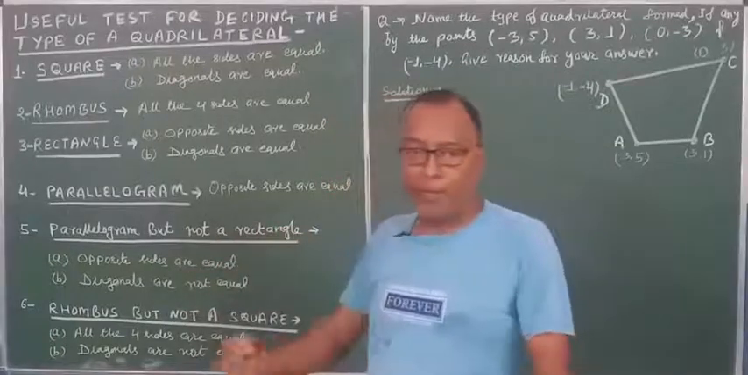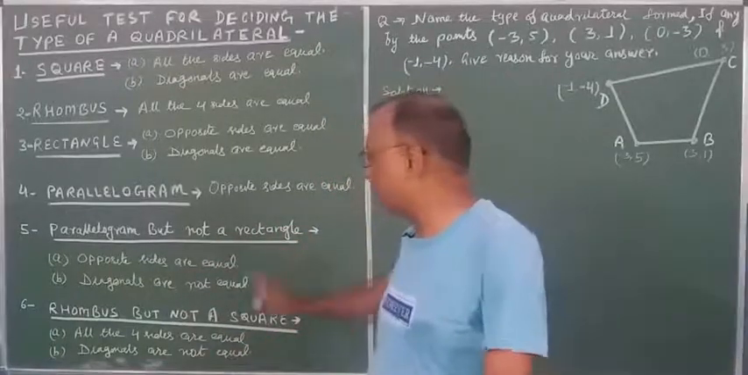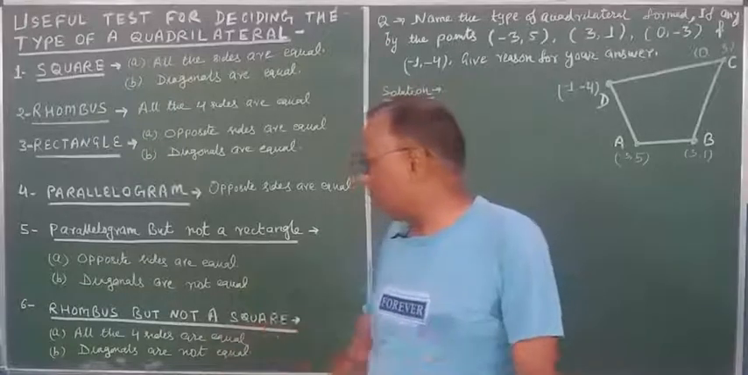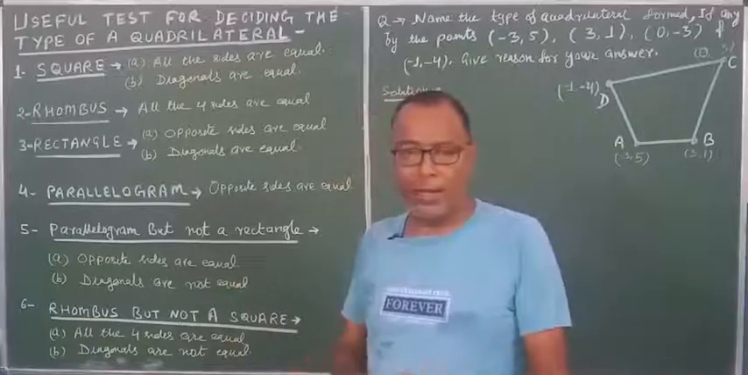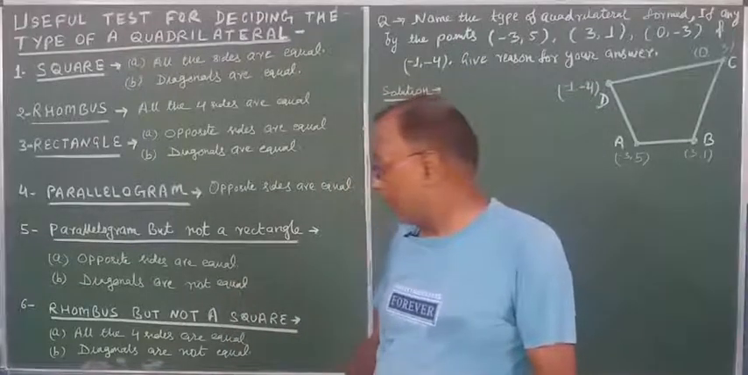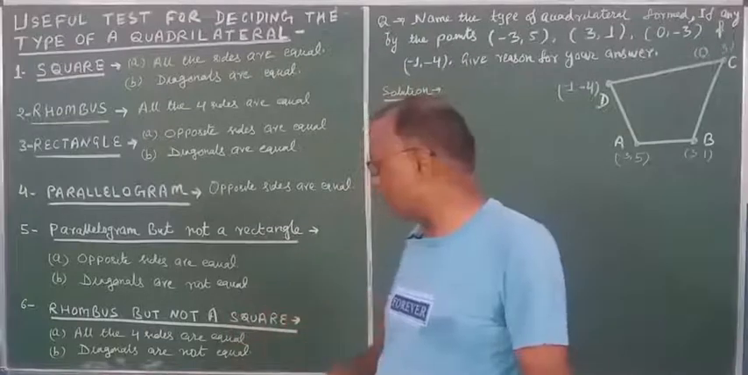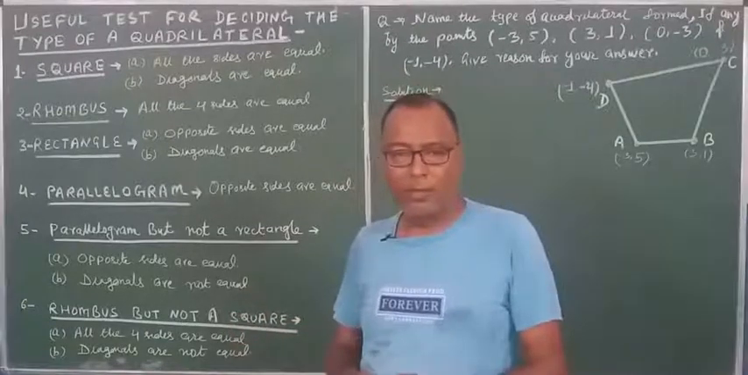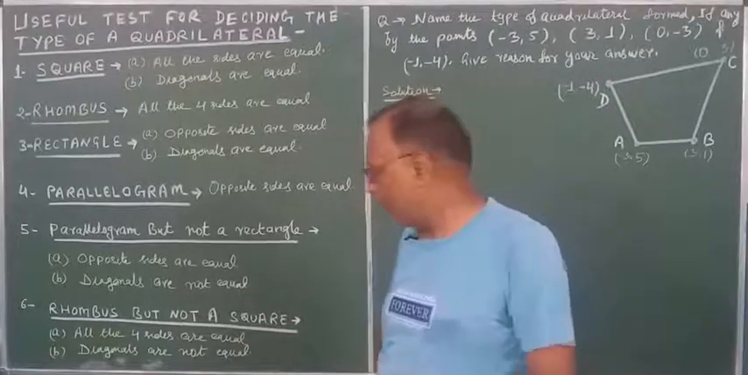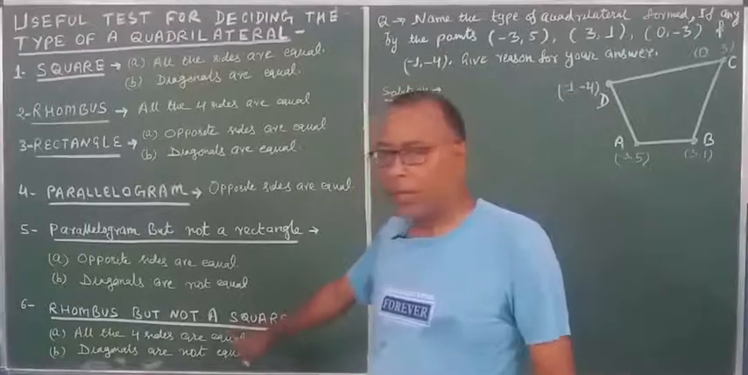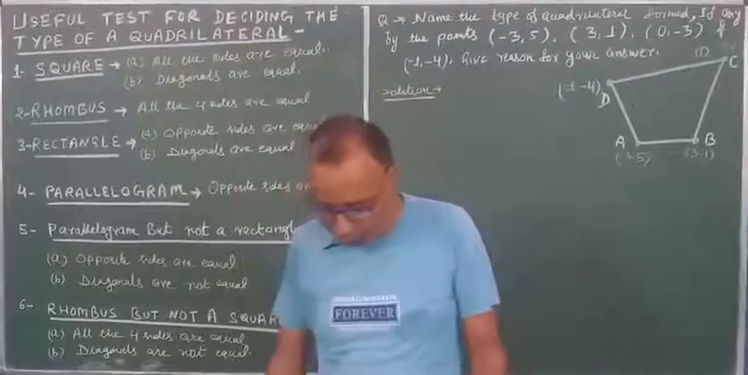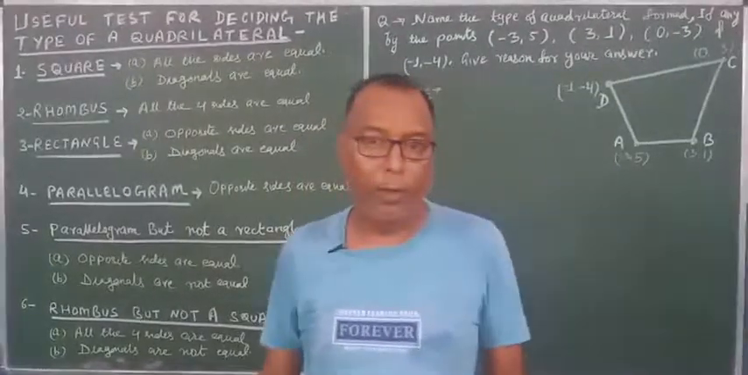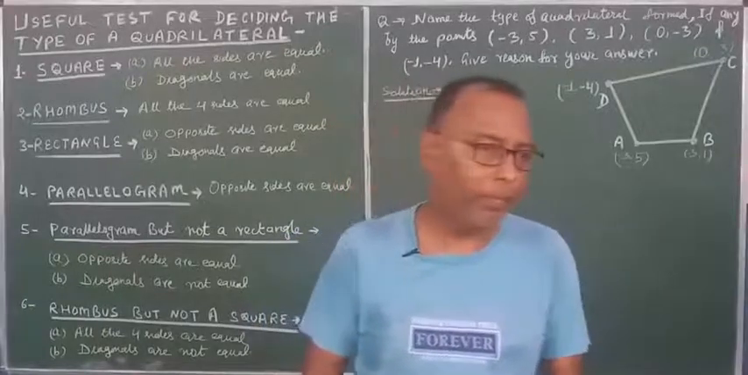The next thing: the given figure is a parallelogram but not a rectangle. So what should we find? The opposite sides are equal and the diagonals are not equal. And the last, rhombus but not a square: all the 4 sides should be equal and the diagonals are not equal. In the case of a rhombus, all the 4 sides are equal but the diagonals are not equal. Is it okay? Now we are taking this problem.